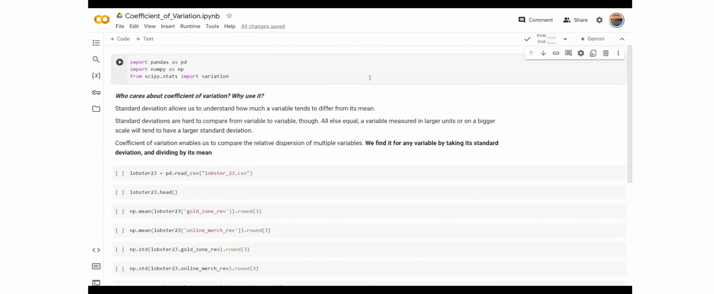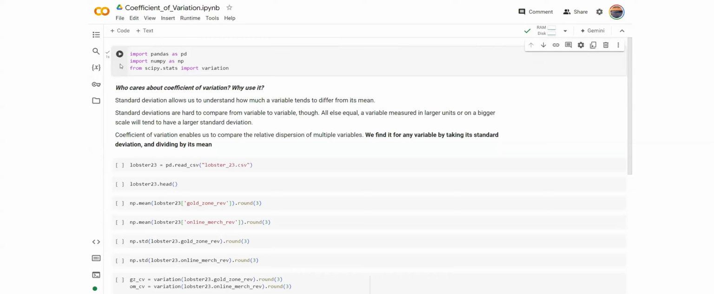Welcome to this video in which we'll talk about coefficient of variation, which is a very useful statistic, and it enables us to compare the relative dispersion of any variables around their own mean. And it does so by using both standard deviation and mean together. It lets us do something that we can't do just with standard deviation on its own in terms of understanding variables' relative dispersion.